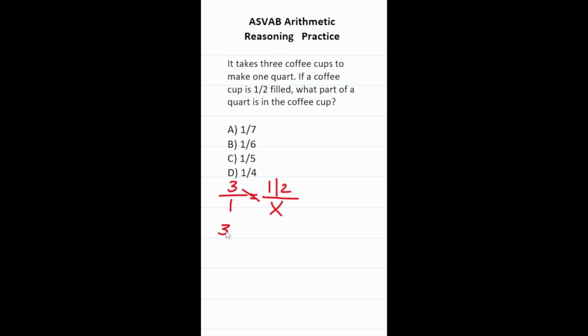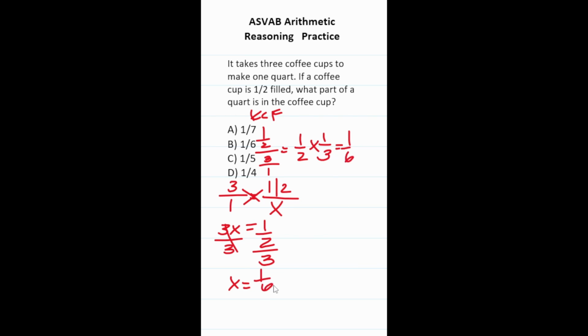Cross multiply, this becomes 3x equals 1/2. Solve for x by dividing both sides by 3. This crosses out. Again, right here we have 1/2 divided by 3. I could write 3 as a fraction by placing it over 1. Then we could use keep change flip. 1/2 times 1/3 equals 1/6. So to answer this question, B, 1/6 of a quart is in a half-filled coffee cup given this ratio.